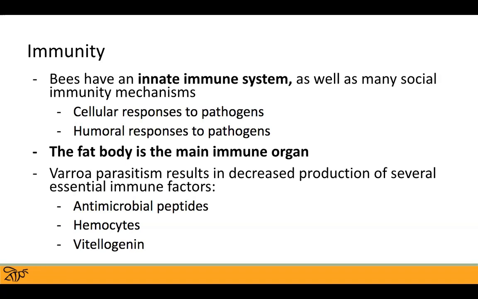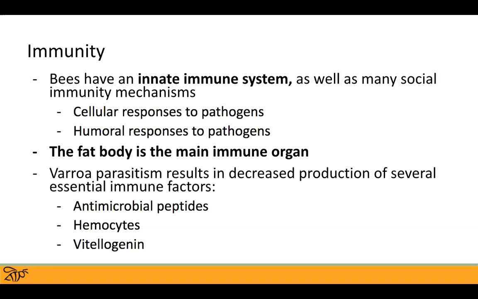So cellular responses include immune cells that physically respond to the foreign bodies or pathogens. And then humoral responses involve the secretion of different factors, like antimicrobial peptides and other things like that. An antimicrobial peptide is kind of like an antibiotic that the body can produce itself, is a good way to think about it.